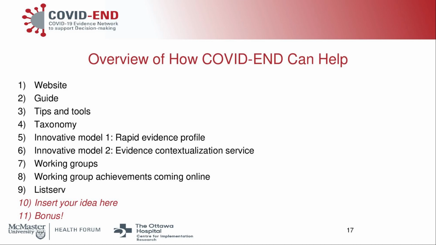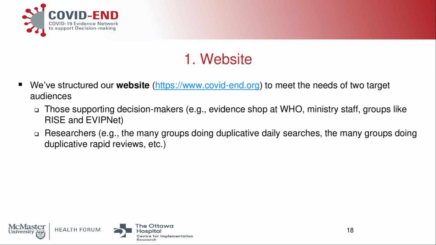We have a couple of different new models of a rapid evidence profile that John Levis's group is doing, and it's one example. There are many that are happening worldwide, as well as some work around evidence contextualization service. I'll tell you a little bit about the working groups and a little bit about some of the achievements so far, and then finish off with a new listserv that we are soft launching next week that you may be interested in participating in, and then would also love to hear some of your ideas as well.